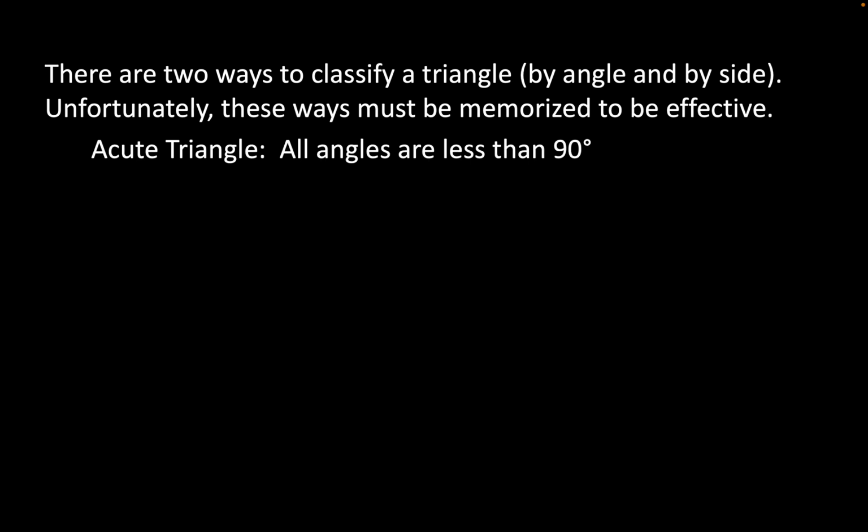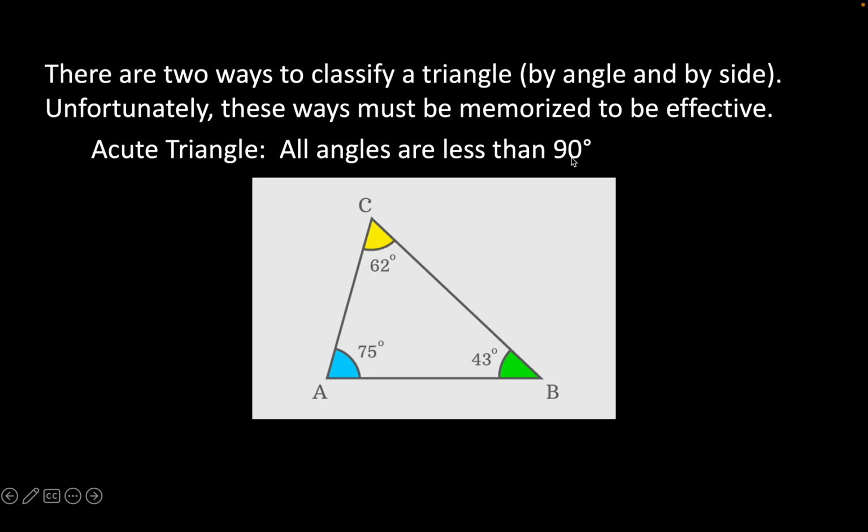An acute triangle, if you remember, an acute angle is less than 90. So an acute triangle is where every angle is less than 90. So every angle in that triangle is going to be acute. So notice that's acute because it's less than 90. That is acute because it's less than 90. That is also acute because it's less than 90.